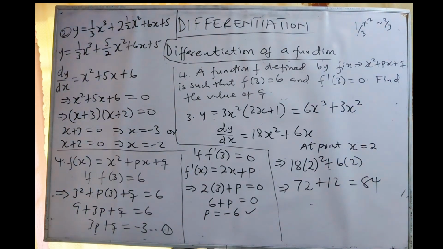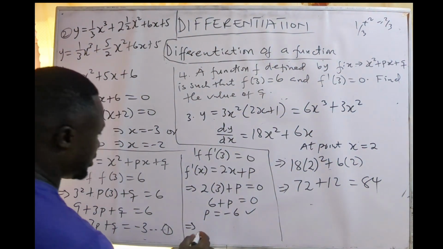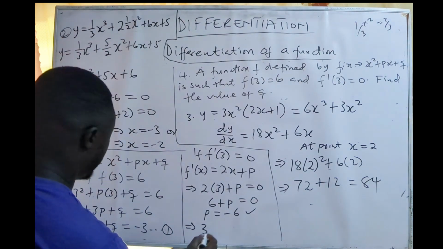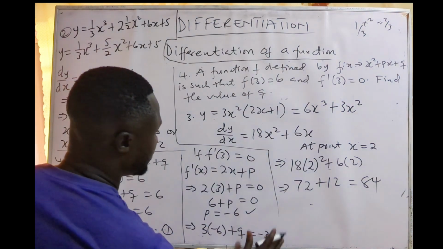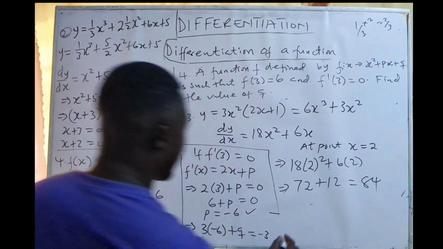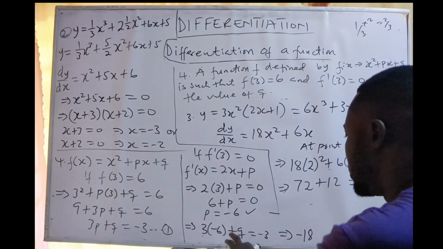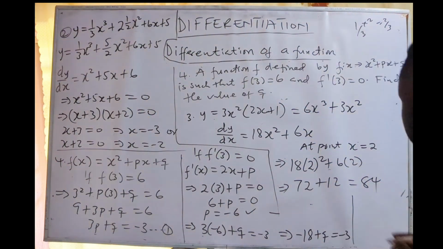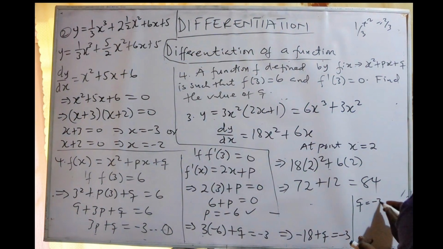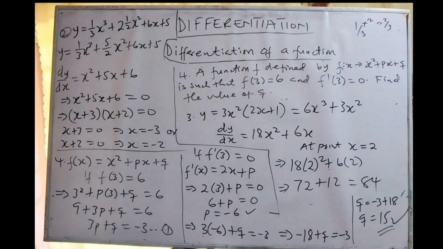I've been asked to find the value of q. So I substitute p into equation 1. From equation 1, 3 times p, which is negative 6, plus q is equal to negative 3. It implies that 3 times negative 6 gives me negative 18, plus q is equal to negative 3. Then q will be equal to negative 3 plus 18, which gives me 15. So my q is 15.